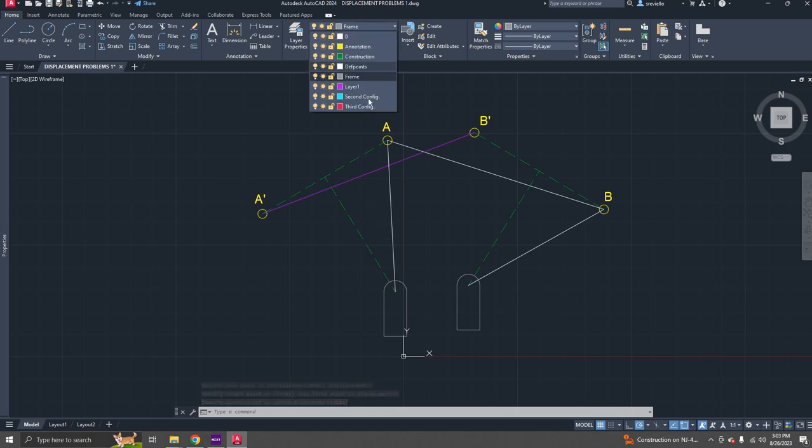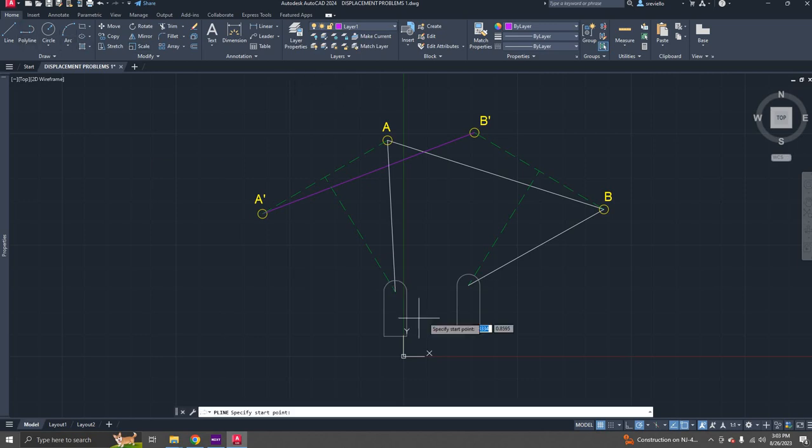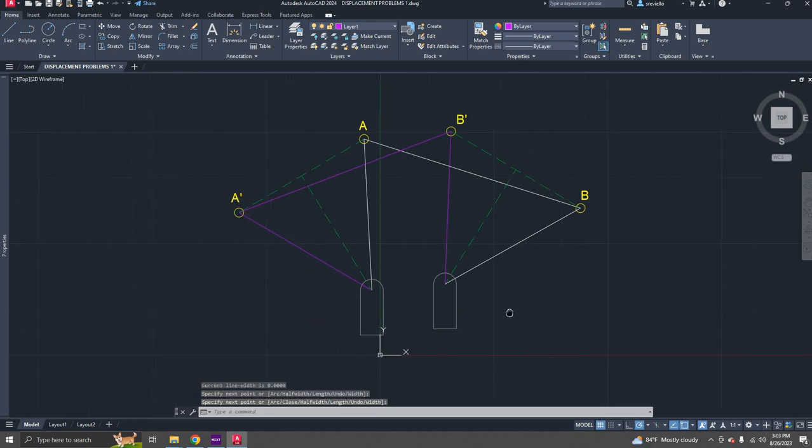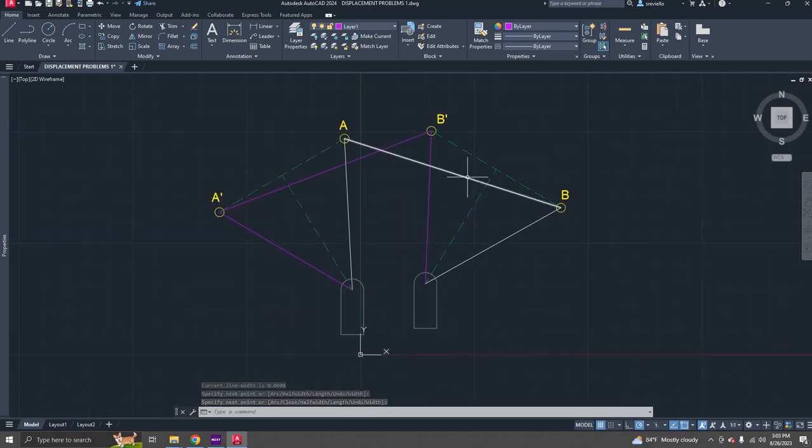Let's go ahead and draw our second configuration, again from these frame points. And there we see that our coupler is able to rotate from its original position to this A prime B prime position if we choose these 2 locations here. And again, these 2 locations could have been anywhere along these perpendicular bisecting lines. So let's go ahead and find our locations for these 2 points.